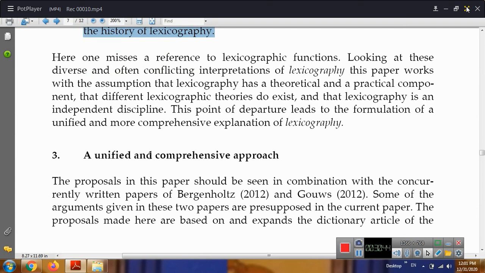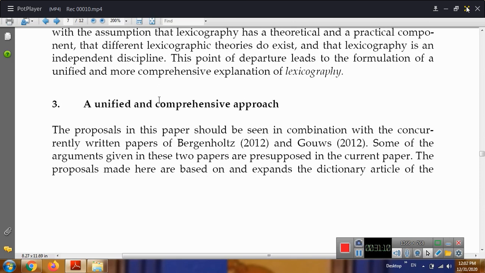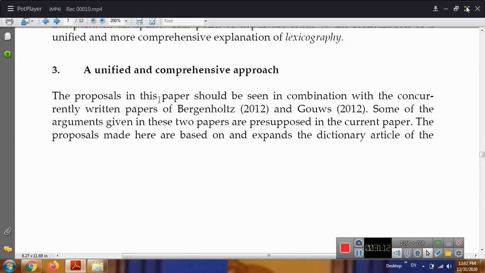Looking at this diverse and often conflicting interpretation of lexicography, this paper works with the assumption that lexicography has a theoretical and practical component, that different lexicographic theories do exist, and that lexicography is an independent discipline. This point of departure leads to the formulation of a unified and more comprehensive explanation of lexicography. A unified and comprehensive approach.